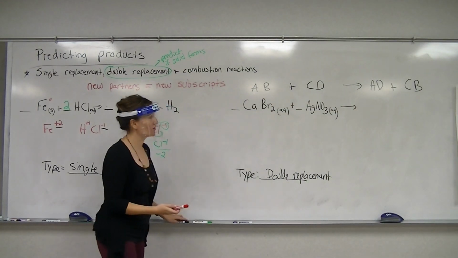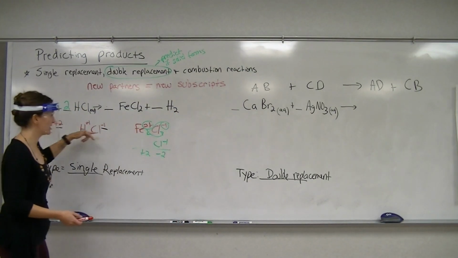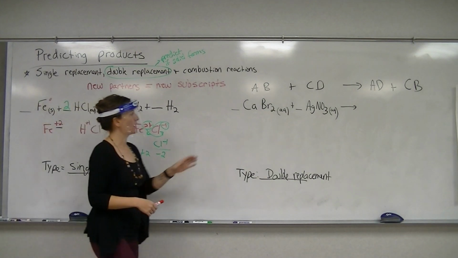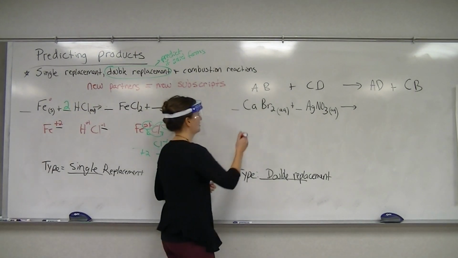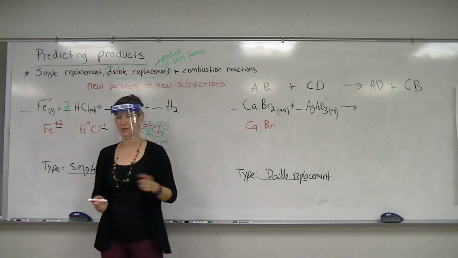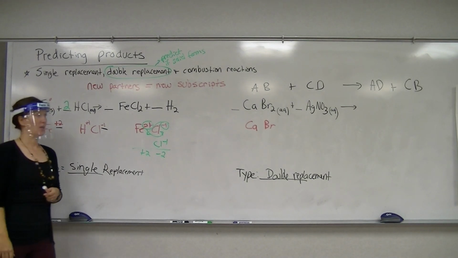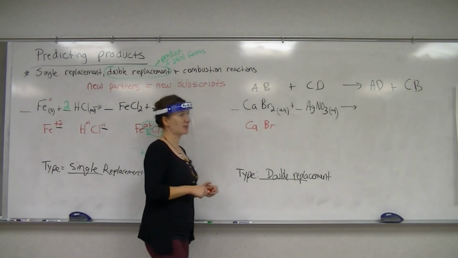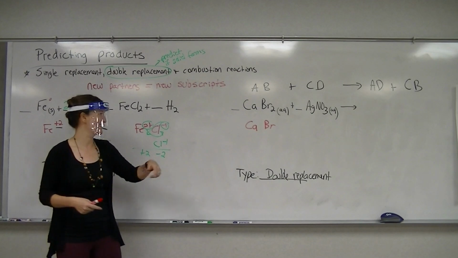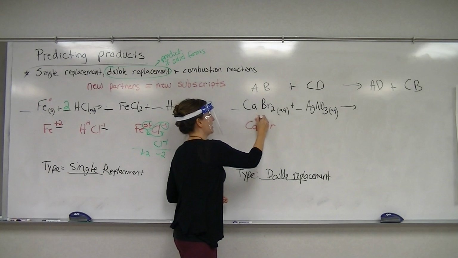But since you have to know the charges anyway, because new partners equals new subscripts, we're going to do the same steps that we did with the single replacement reaction, and we're going to write all the elements and what their charges would be. Okay, so I'm going to take this calcium bromide here, and I'm going to write just the elements themselves and what their charges are. And to figure out the charges, we're using the periodic table. Okay, so calcium. Calcium's an alkaline earth metal. It's in group 2. This is something we learned in chapter 3. This is the reason we did all this, is to lead us up to here. So since it's in group 2, it's going to form a +2.